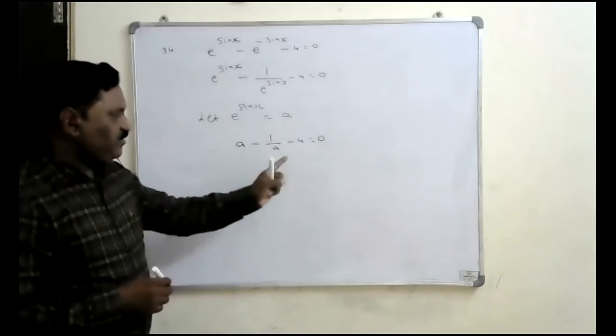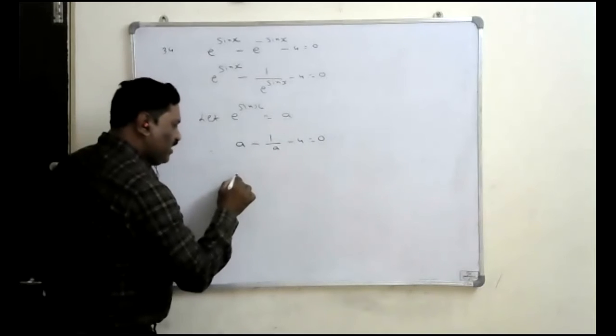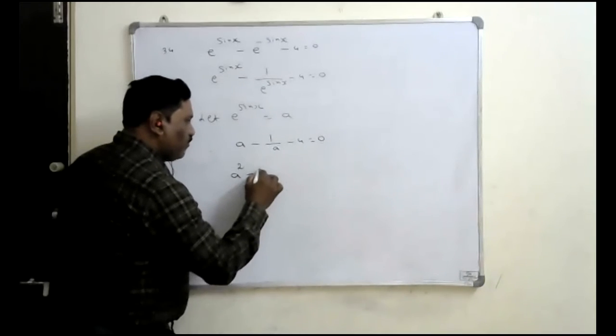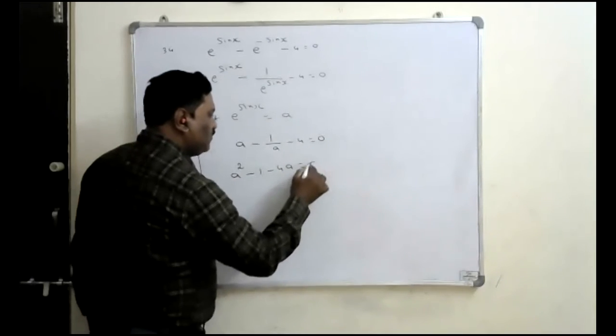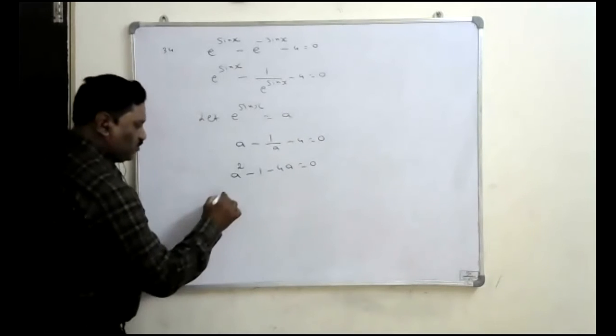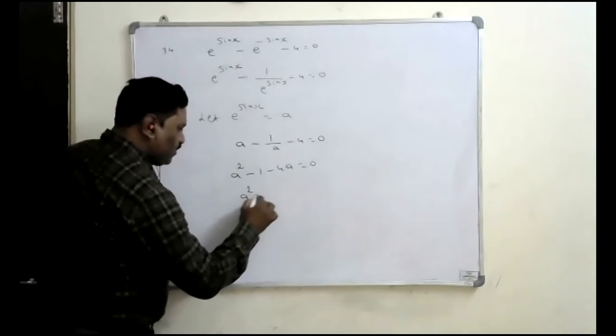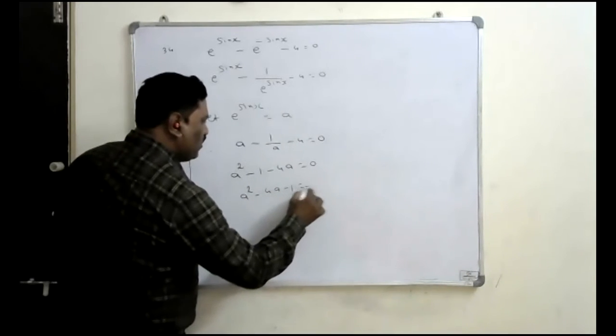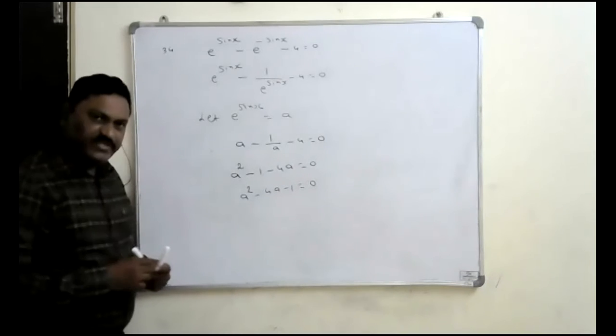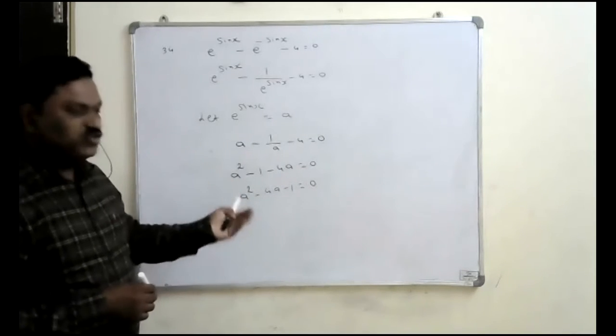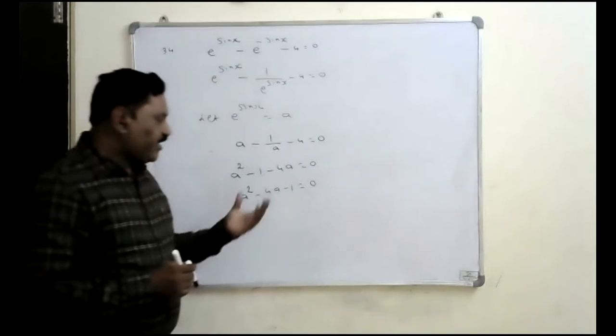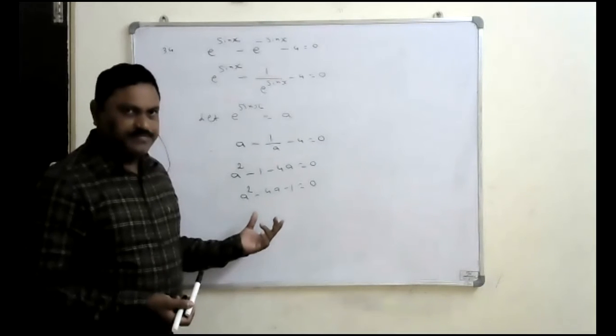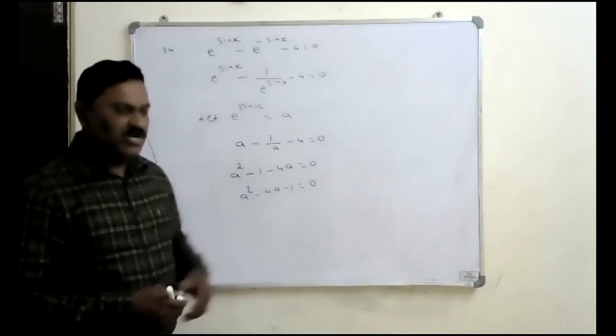Now multiply by a. Multiplying by a, it is a square minus 1 minus 4a is equal to 0. Therefore, a square minus 4a minus 1 is equal to 0. We got the quadratic equation now. Now we will find the roots of this equation. So directly we are not getting the factors. That's why we should go for the formula.